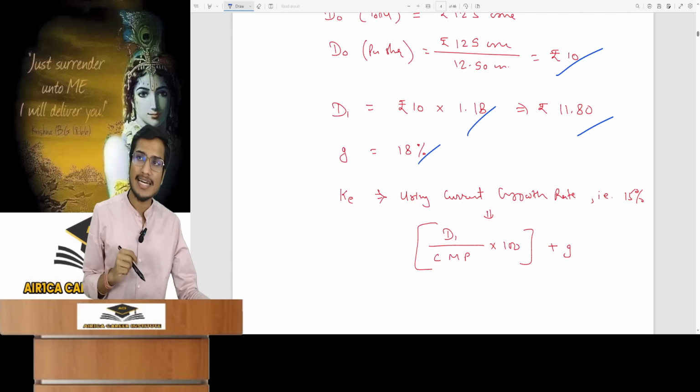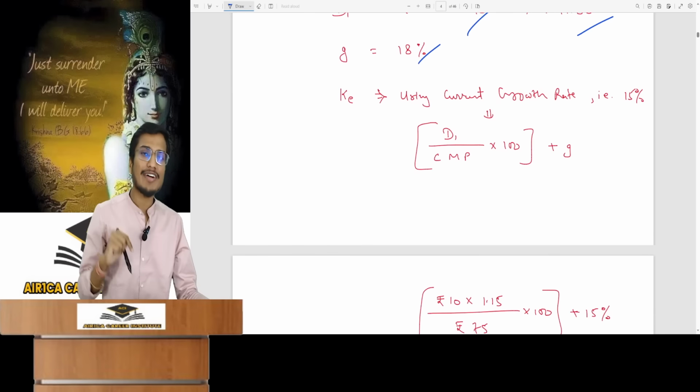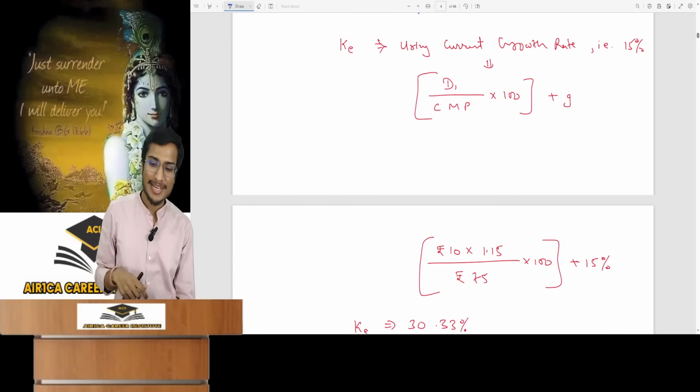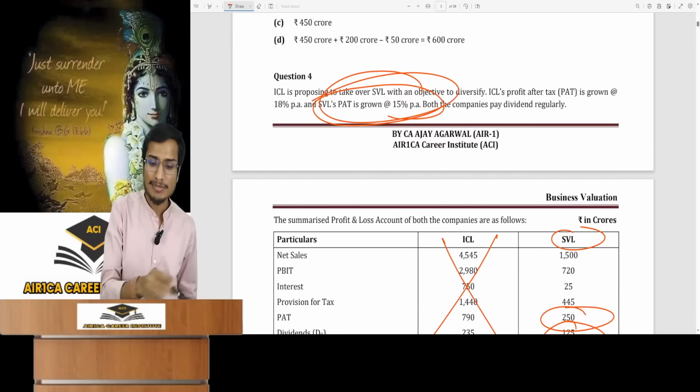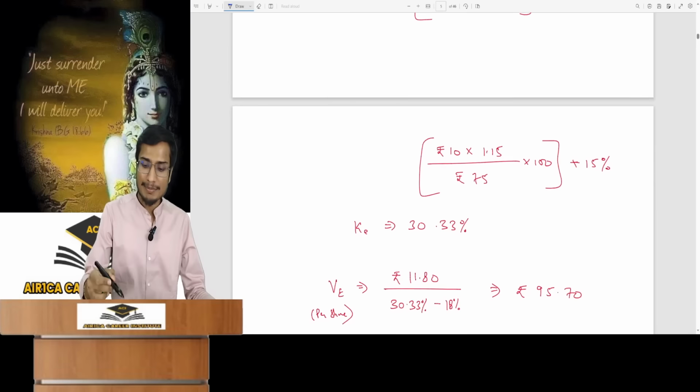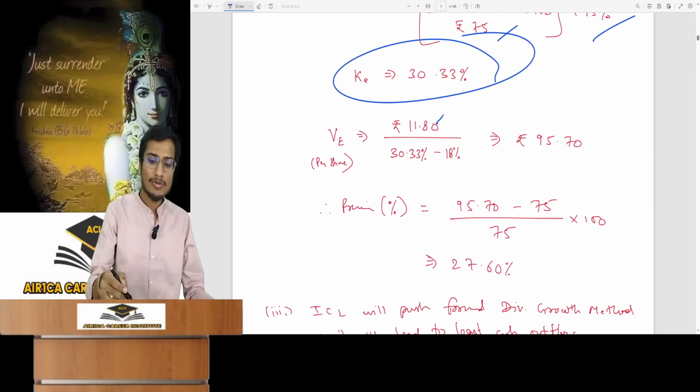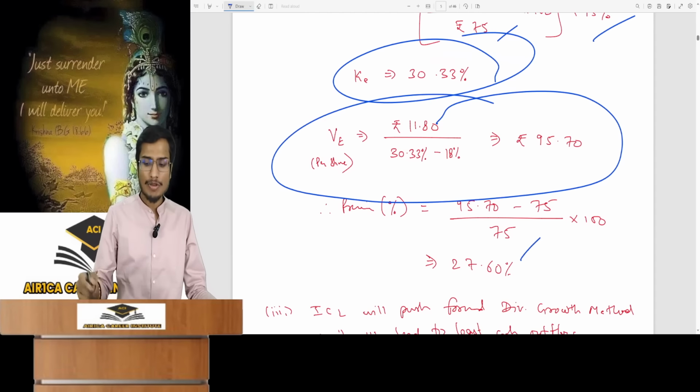CAPM data is unavailable. Second priority, D1 divided by market price times 100 plus G. For the growth rate, you should use the current one. The question mentions SVL's current growth rate as 15%. Based on 15%, D1 and the current market price, that gives KE. Now the formula is given. We determine the equity per share premium.